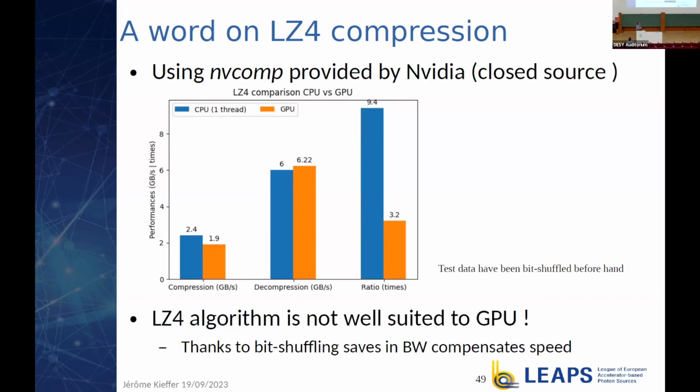To be fair and to be representative, I did bit shuffle the data beforehand so that we can compare the figures. As a conclusion, the LZ4 algorithm is not very well suited to GPU, but with this bit shuffling, we compress the data a lot, so we can compensate a bit for this loss of speed. But the GPU is not the final device for doing this kind of thing.